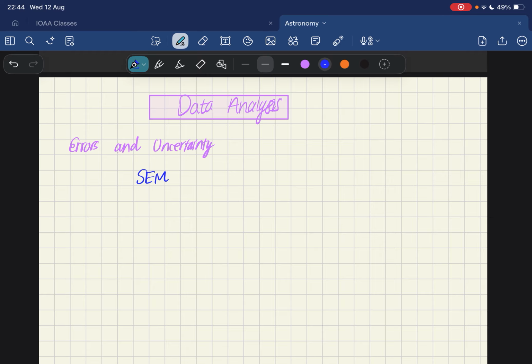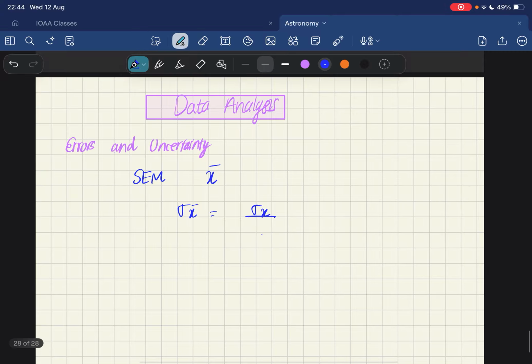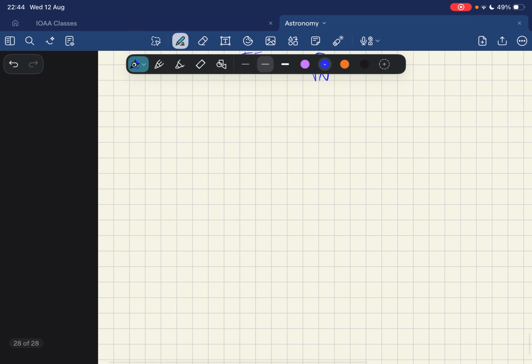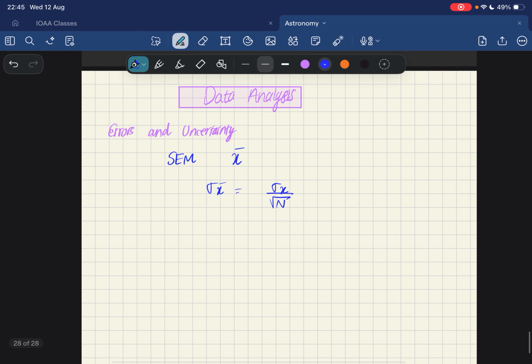If we use the mean value x bar as our best estimate, its uncertainty is smaller than that of a single measurement. This is called the standard error of the mean. So we have uncertainty in the mean as the uncertainty in x divided by root n. This reflects that as we take more measurements, our estimate of the mean becomes more precise.